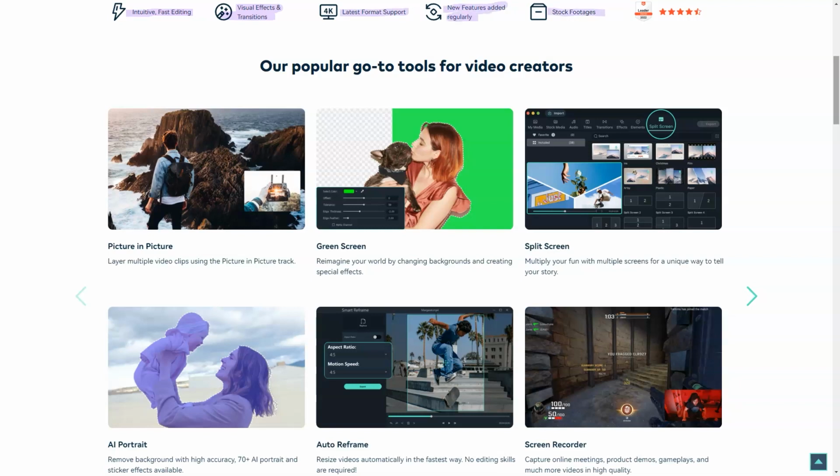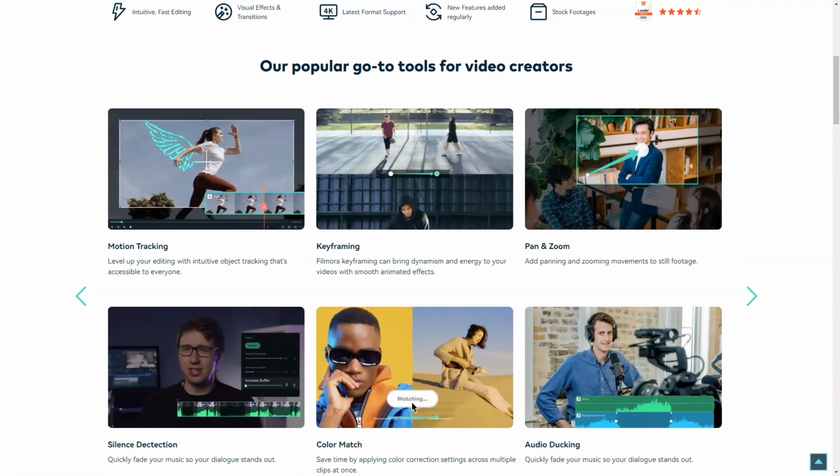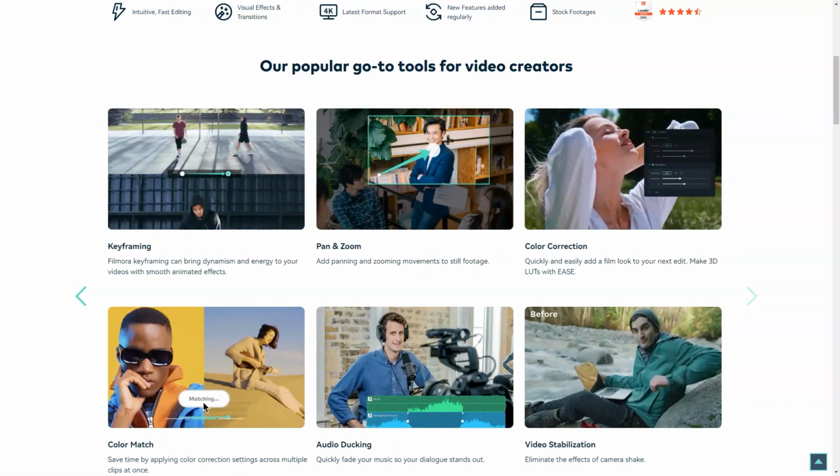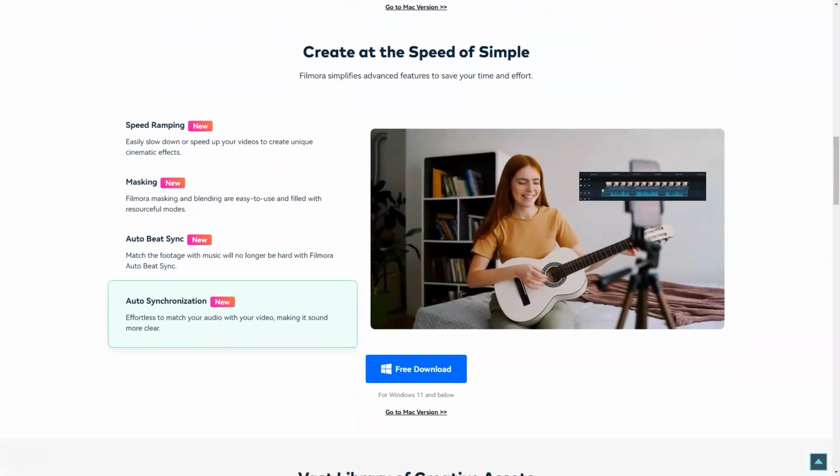Filmora 9 for Windows. Individual plans. Annual price $39.99 per year. Lifetime plan $69.99 one-time payment. Annual bundle plan $99.87 per year.